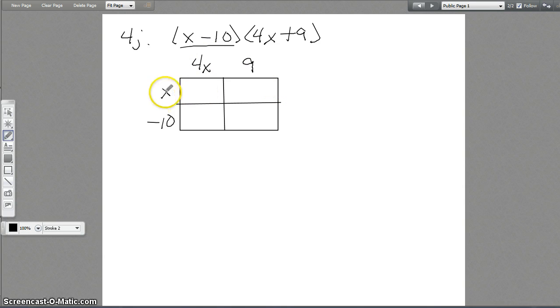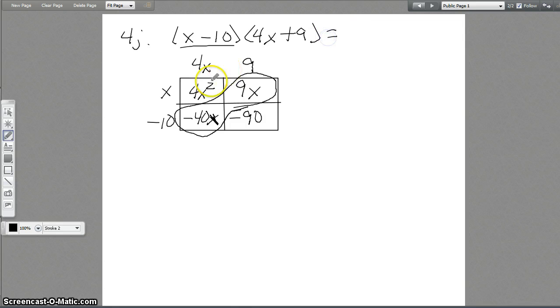Top left box is x times 4x. That is 4x squared. Top right box is x times 9. That is 9x. Bottom left box is negative 10 times 4x. That is negative 40x. Bottom right box is negative 10 times 9 is negative 90. So now we just add all this together. Notice that our diagonal terms here are both x terms. That means that we can add those together.